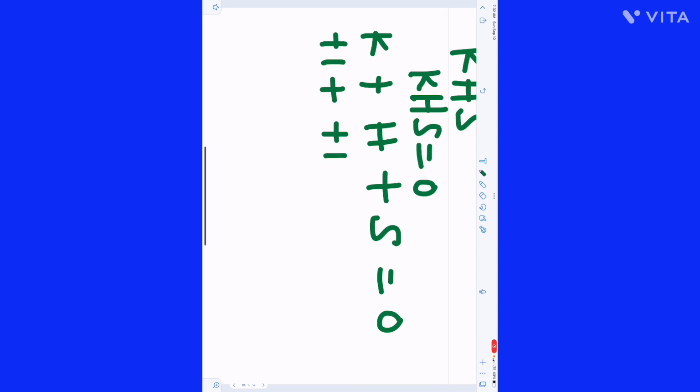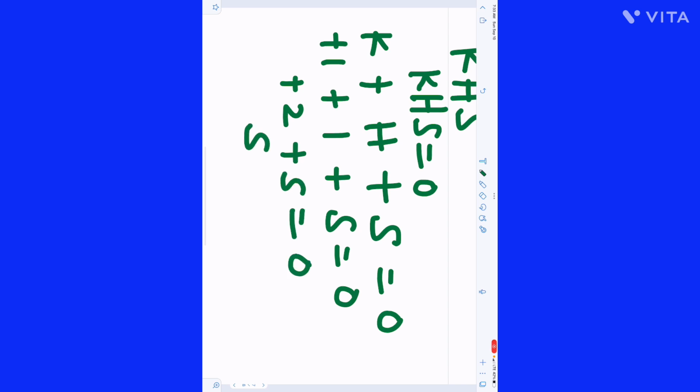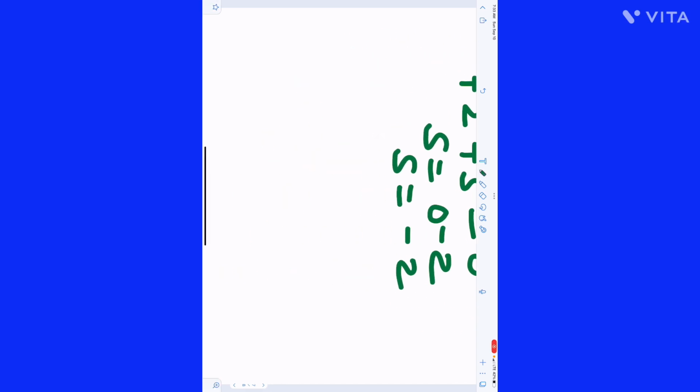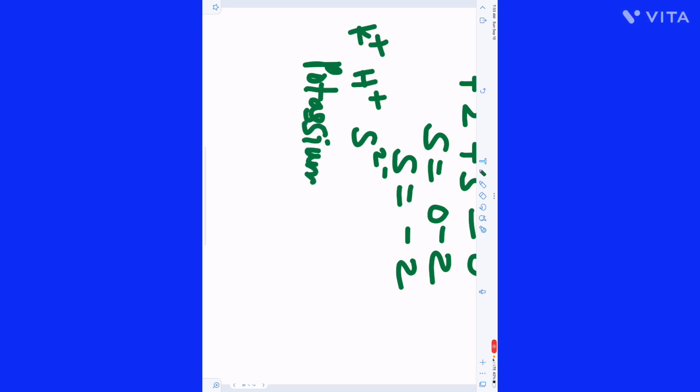Potassium is a group 1 element. Its charge is plus 1. Hydrogen is a group 1 element too. Its charge is plus 1. Sulfur, we don't know its charge here. So plus 2 plus S is 0. S is 0 minus 2, S is minus 2. So this compound has K plus, H plus, and S2 minus. We call the compound potassium hydrogen sulfide.